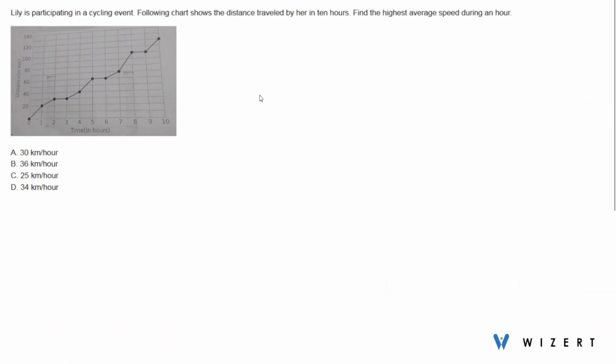According to the question, we have been given a graph of distance upon time, right? The chart shows the distance traveled by Lily in 10 hours, and we have to find the highest average speed during an hour. Now we know that in a distance time graph, the slope shows us the velocity, or rather in this case, speed.